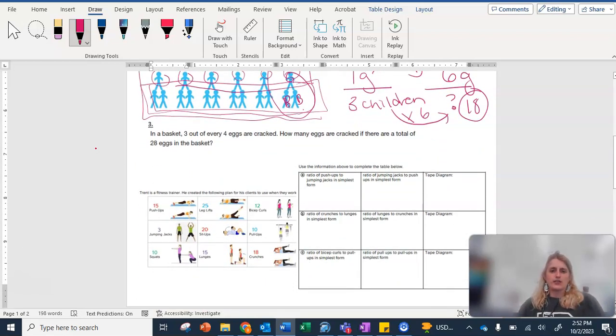In a basket, 3 out of every 4 eggs are cracked. How many eggs are cracked if there's a total of 28 eggs in the basket? 3 out of is another term that indicates it's a ratio. 3 out of every 4 eggs are cracked. That's 3 cracked out of 4 total. How many eggs are cracked if there are a total, so total is going on the bottom here, of 28?